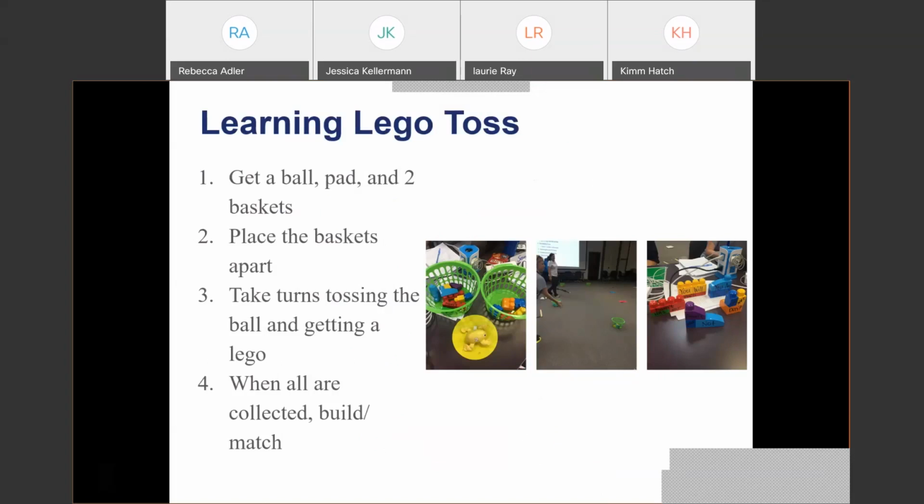So you'll place the baskets apart on opposite sides of the room. And just like you see in the middle photo, your students will take turns tossing the ball or the frog to get it in the basket. Once you've collected all of the Lego pieces, they would work as a team to assemble them. In this example, there were contractions, so that'll spell you'll. In the next slide, we show other examples.